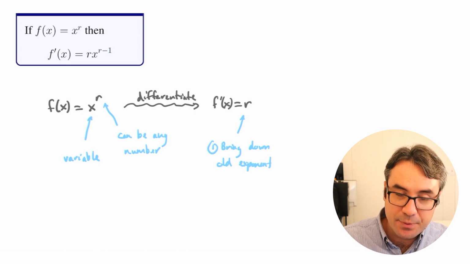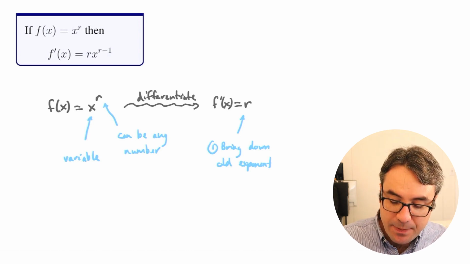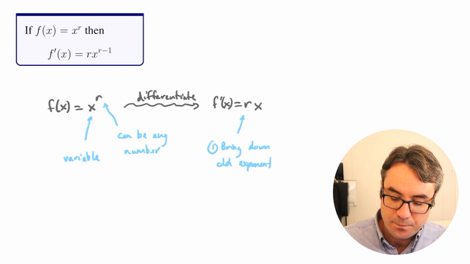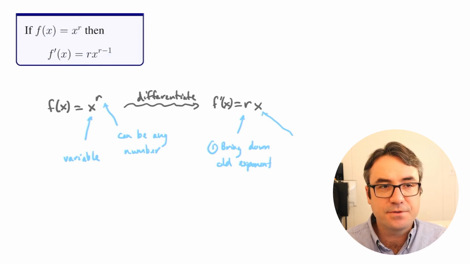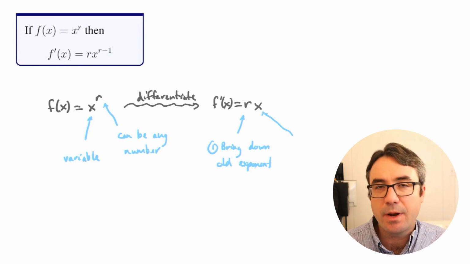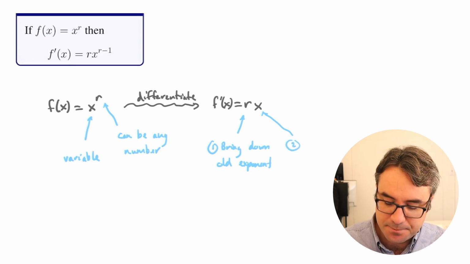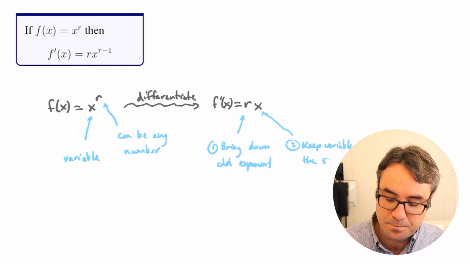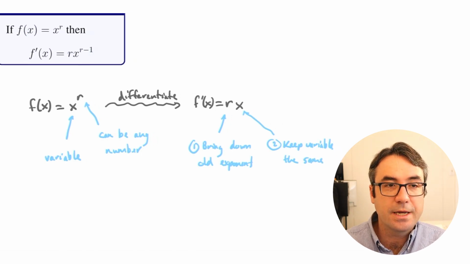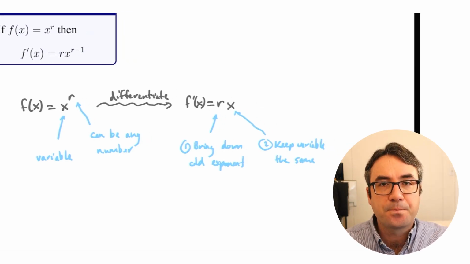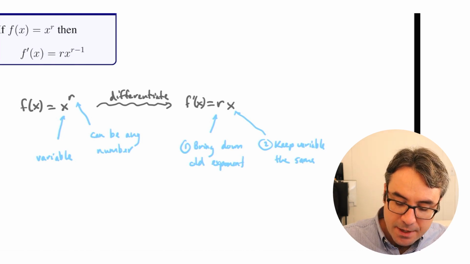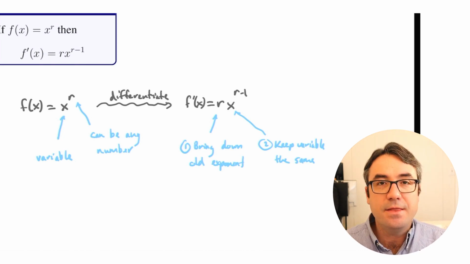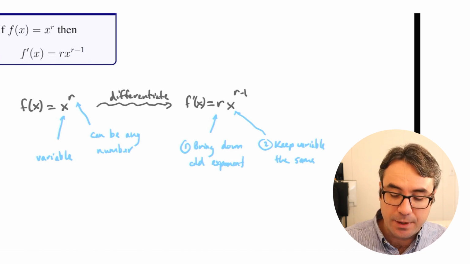Then our second step is that we're going to keep x the same. Whatever variable we have, and sometimes we might use something other than x, like t, whatever variable you have, you keep it the same. So that's our second step. And then the last thing we're going to do is subtract 1 in the exponent. So we're going to get a new exponent.